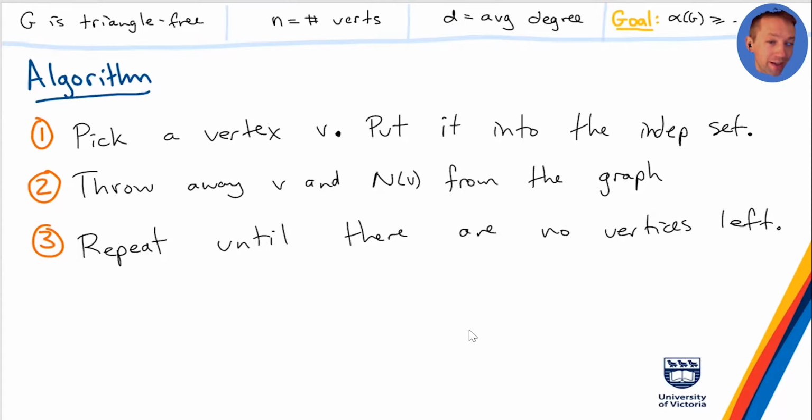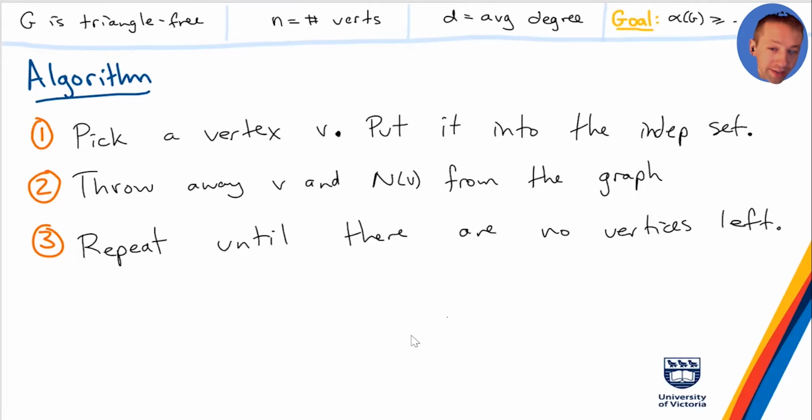But we're not even going to do that. So all I'm going to do is pick a vertex, put it into the independent set, throw away the vertex and the neighbors, and then just repeat that on the remaining graph until there are no vertices left. So this is a natural approach. It seems a bit silly, obviously.